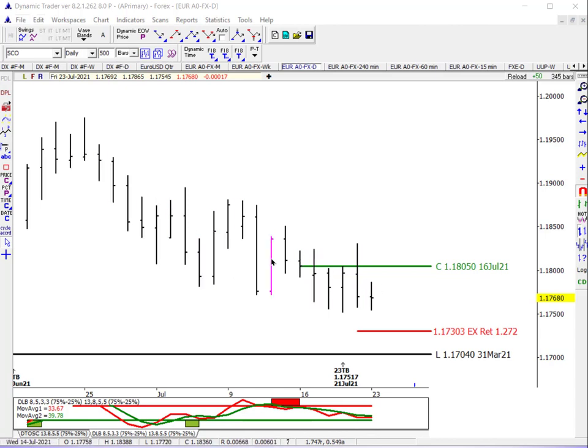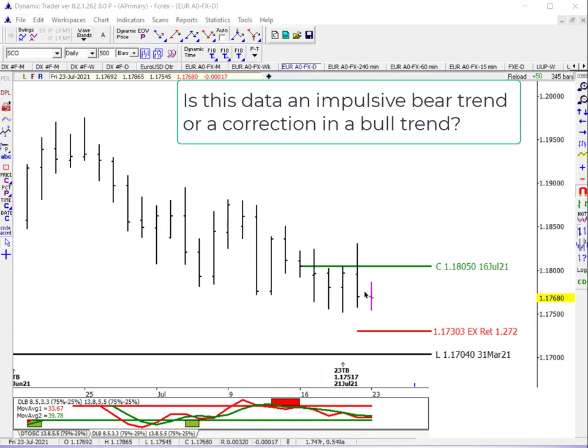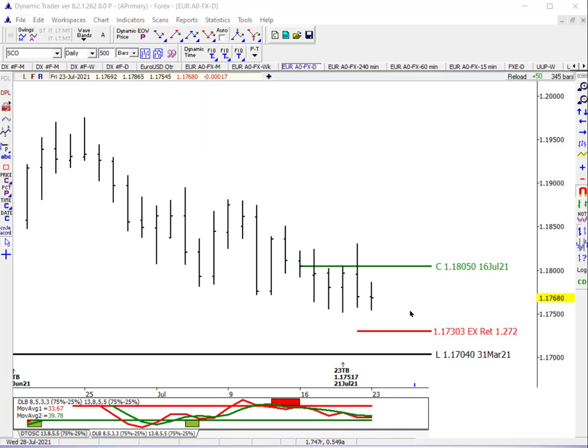Is this an impulsive bear trend or is it a correction? If we just looked at that data, what does it look like? Correction or impulse trend? Well, in Elliott wave terms, just that data would look more like a correction.